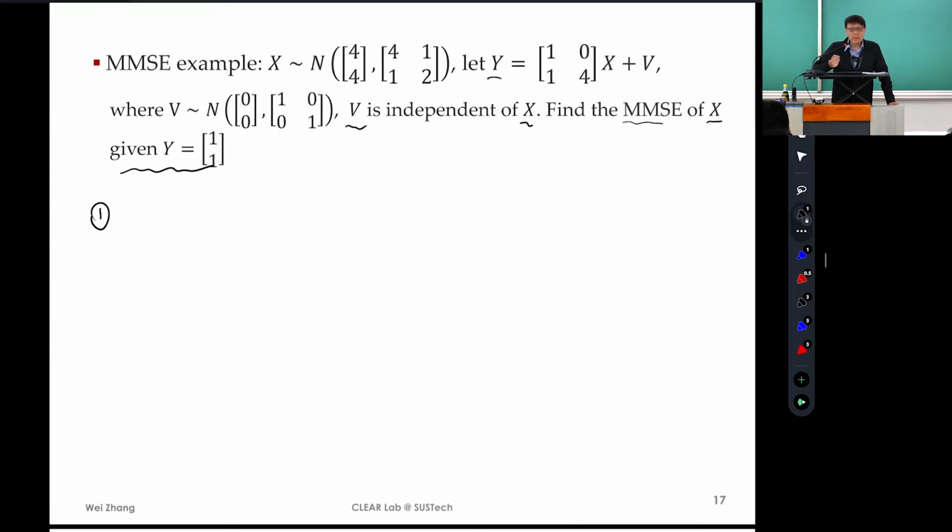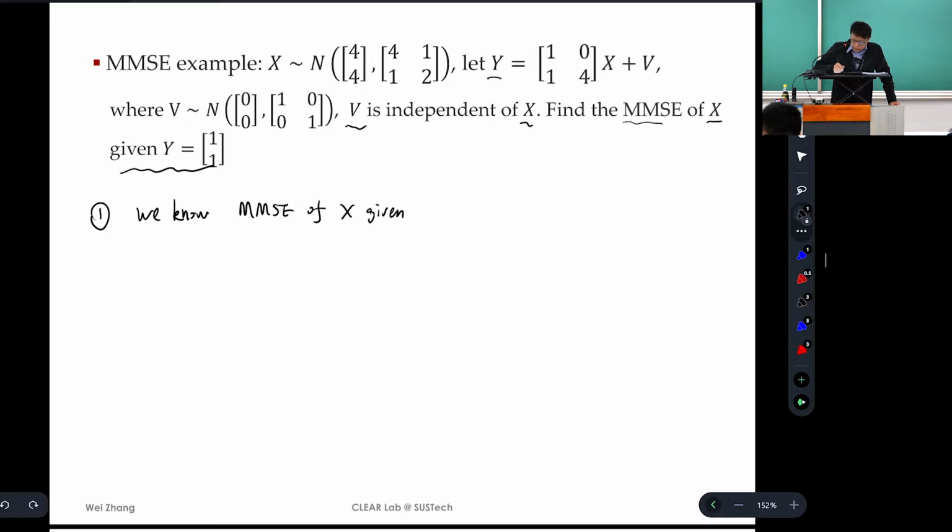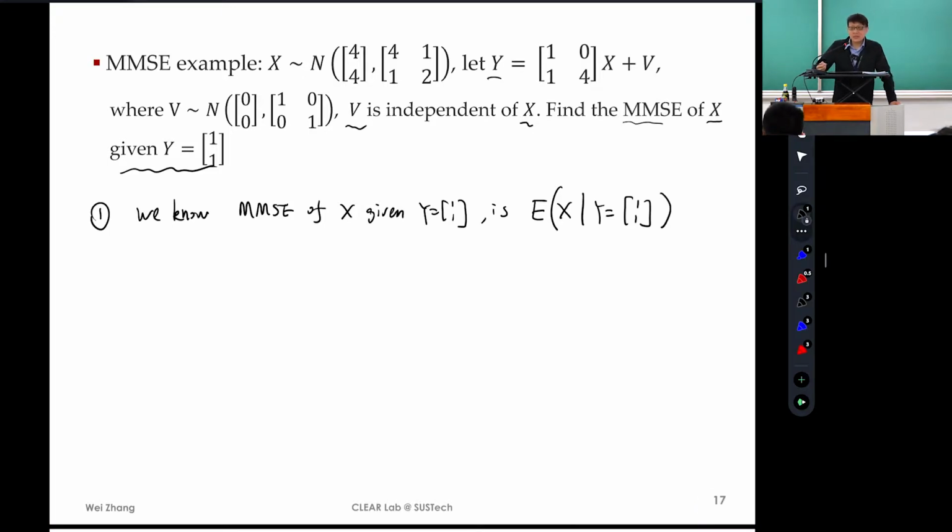So by the fundamental theorem, we know the minimum mean square estimate of X given Y equal to 1 and 1, so what is it? Conditional expectation, all right? Although I didn't ask you to directly compute the conditional expectation, I want you to find the best estimate. That's conditional expectation. So all we need to do to solve this estimation problem is to compute this conditional expectation.